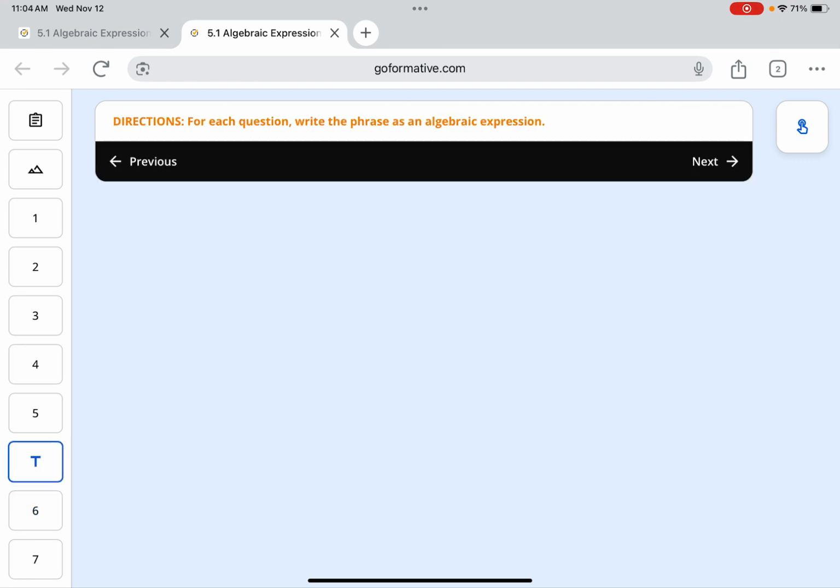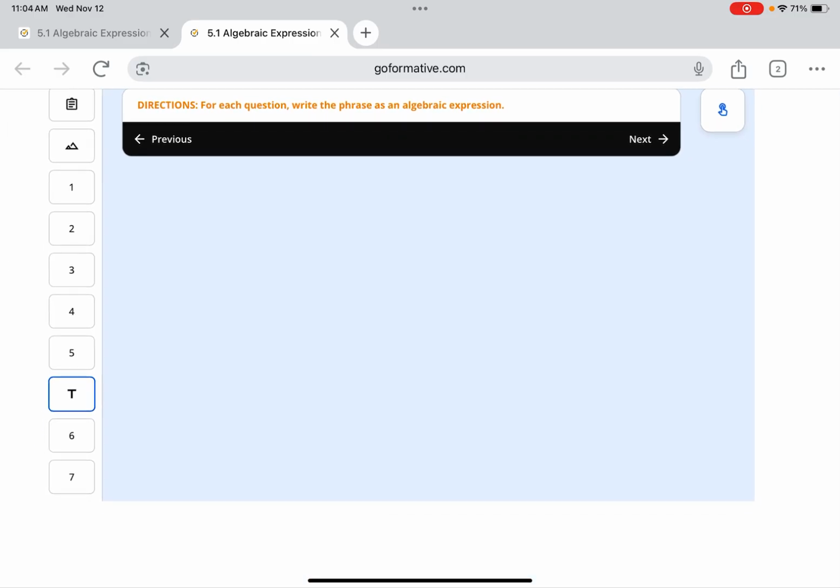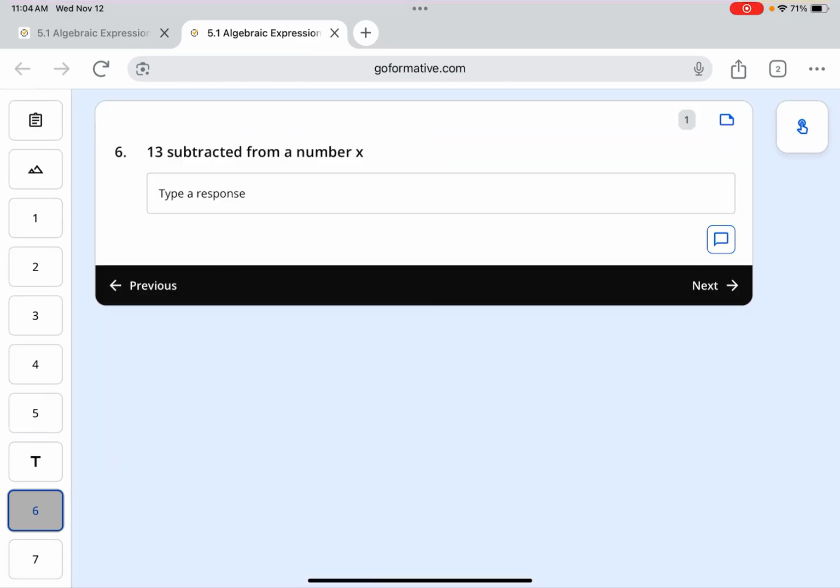Okay, here's a little direction. For each question, write the phrase as an algebraic expression. So number 6, 13 subtracted from a number x. So when I see subtracted from, I'm also going to be flipping it, okay? So remember when we saw the term less than? Well, when I see the term subtracted from, I'm also going to be flipping it. Okay, very important.